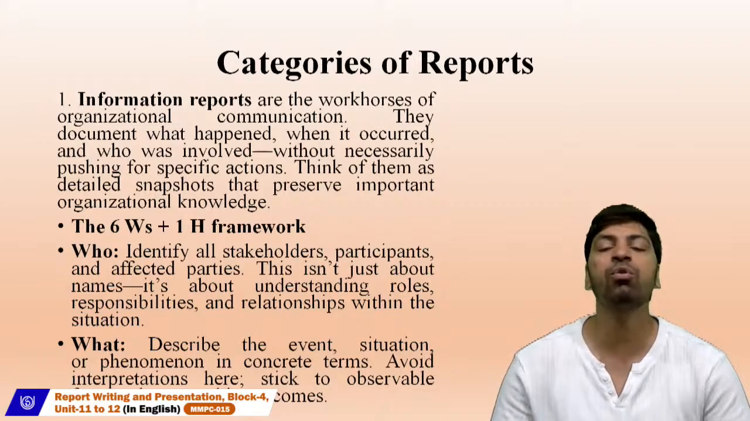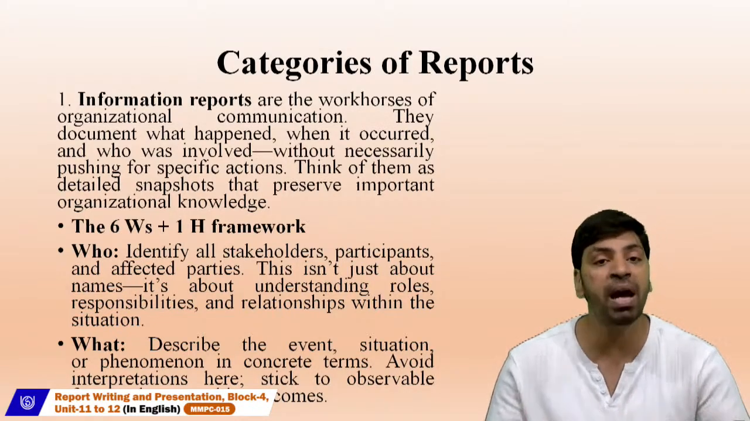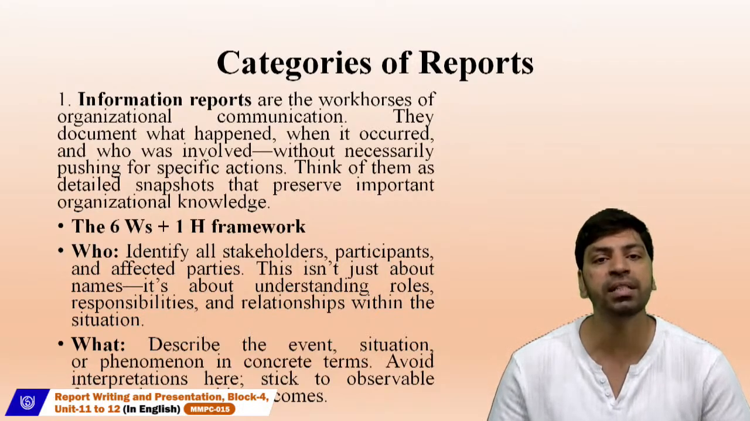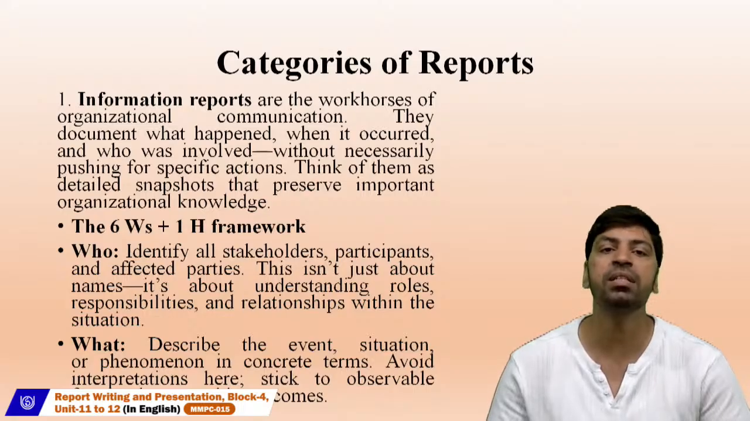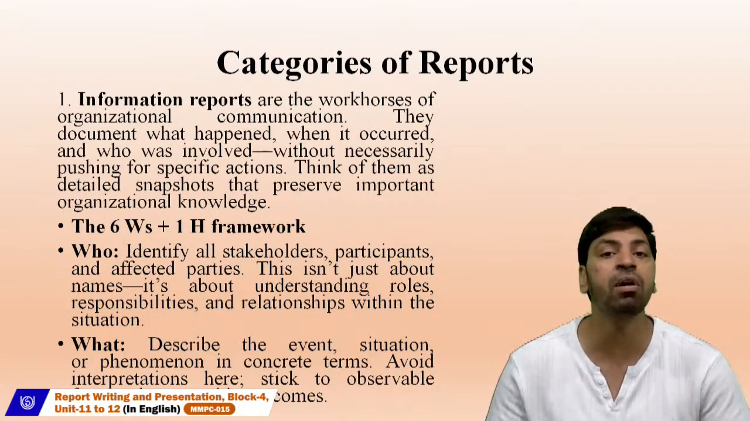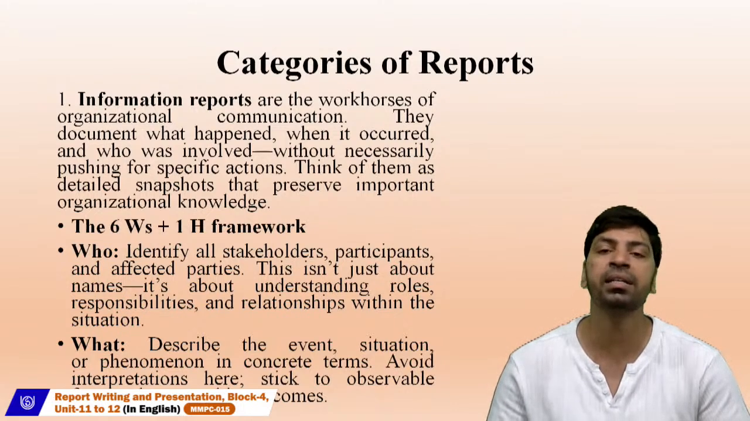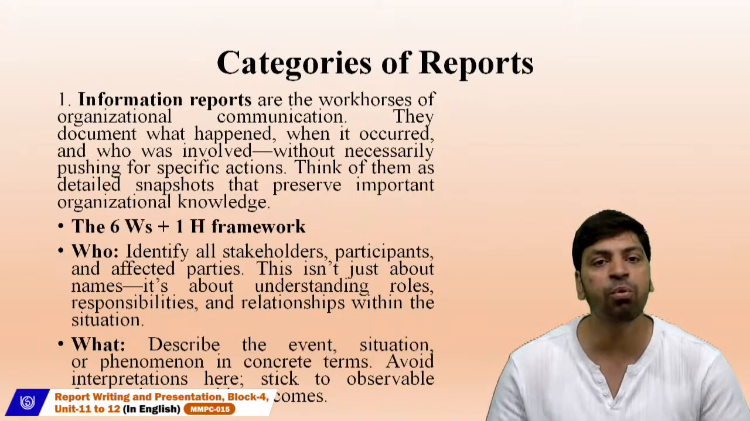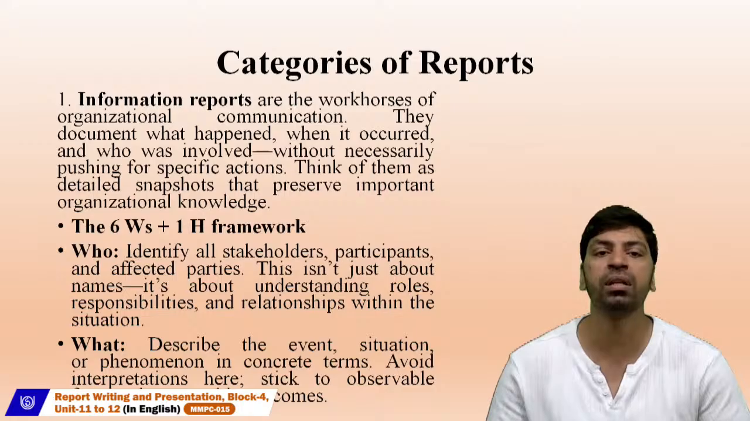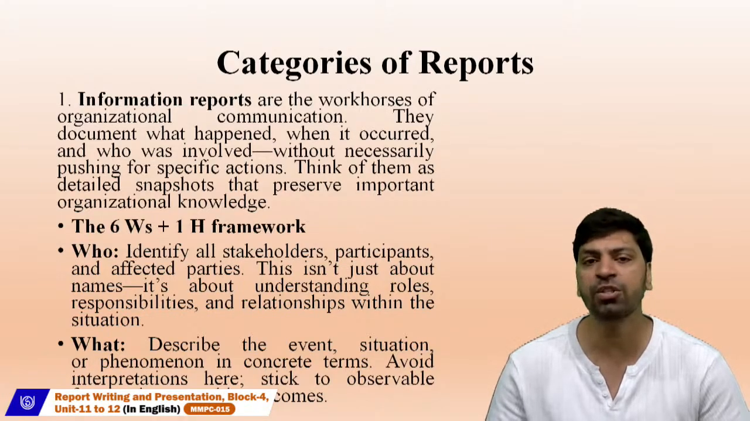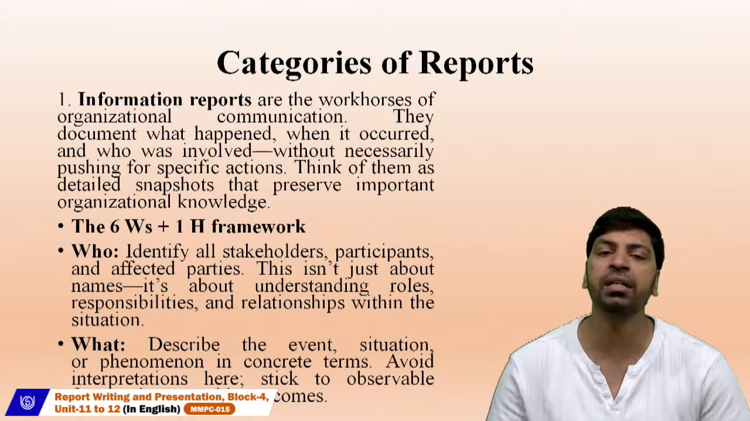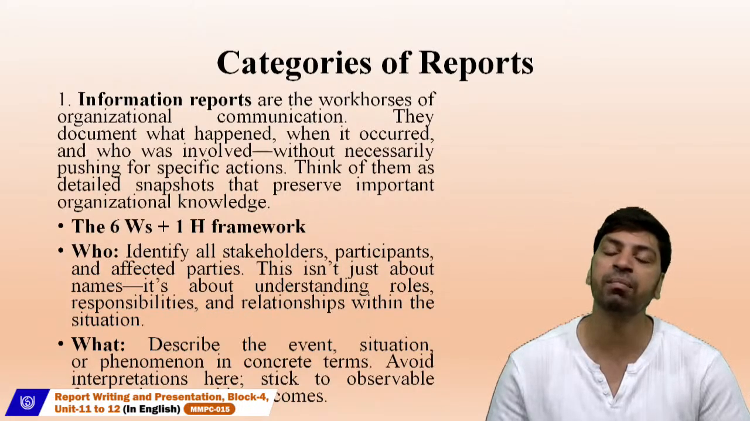Who identifies the stakeholders, the participants, and the affected parties. If names are not included in the report, it could not be considered an information report. It is also important to include their understanding, objectives, roles, responsibilities, and relationship with the situation. Next, what? Describe the event, situation, or phenomenon in concrete terms, and interpretations should stick to observable facts and measurable outcomes.